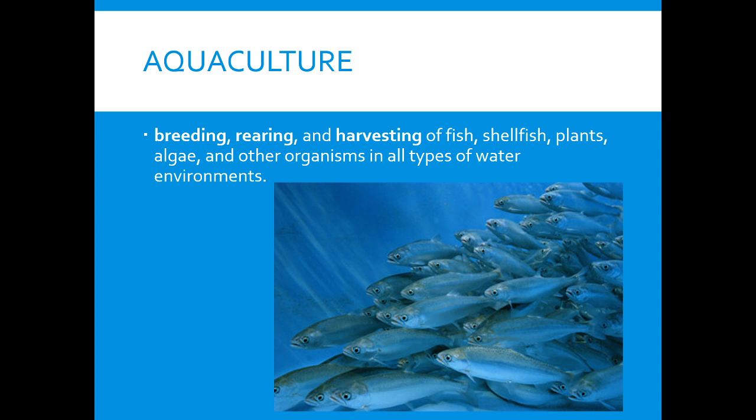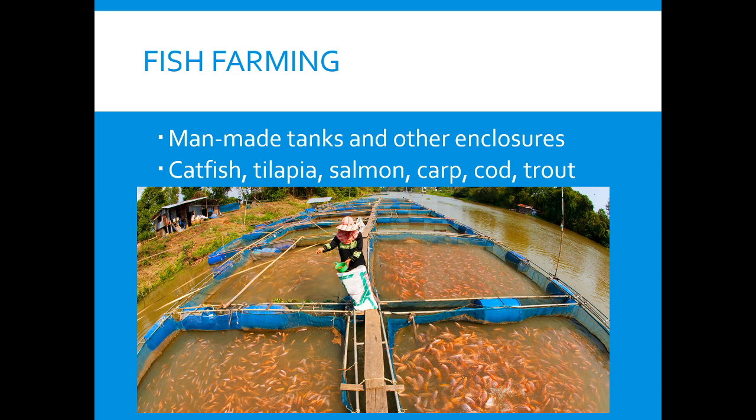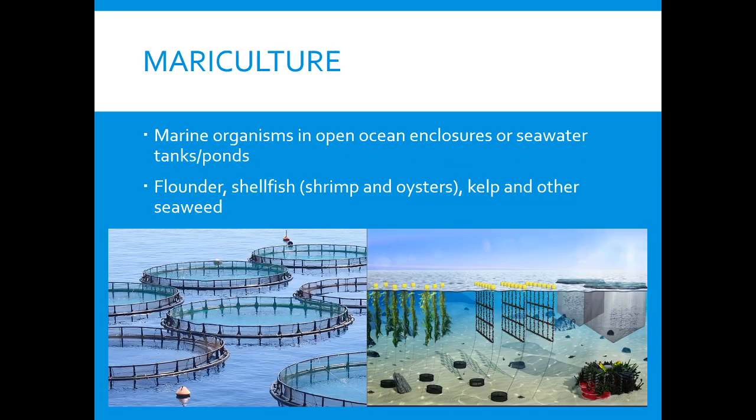We're almost there. Aquaculture is where you breed, rear, and harvest fish, shellfish, plants, algae, and other organisms, specifically water growth, in all types of water environments. One method is fish farming, where man-made tanks or other enclosures are used. This is done to grow catfish, tilapia, salmon, carp, cod, and trout. Many of the more common fishes that we eat are done in this method.